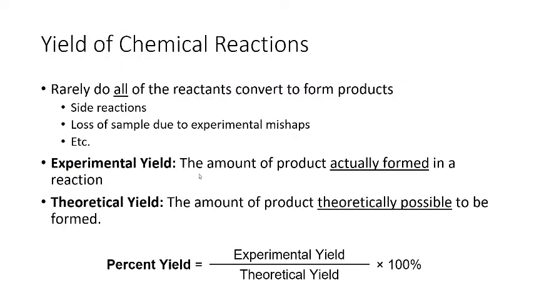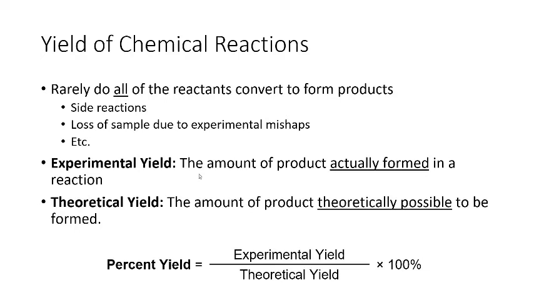Okay, so now that we've worked through stoichiometry problems and stoichiometry problems that also incorporate changes in specific units, now we can discuss the yield of chemical reactions. Rarely do 100% of the reactants actually convert over to form products. There can be side reactions, there can be loss of sample due to experimental mishaps, there could be lots of different reasons that a yield doesn't complete to its full fruition.